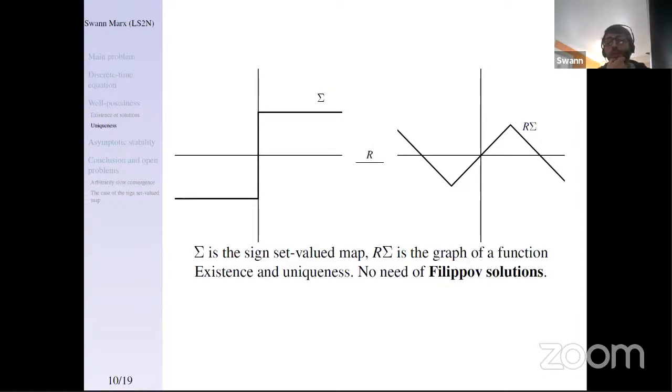And what is interesting, in my opinion, is that for ODEs, when you have a vector field defined with a sign set-valued map, you need some sophisticated notion of solution, which are Filippov solutions. But here, there is no need of such a concept. So I think it's interesting.